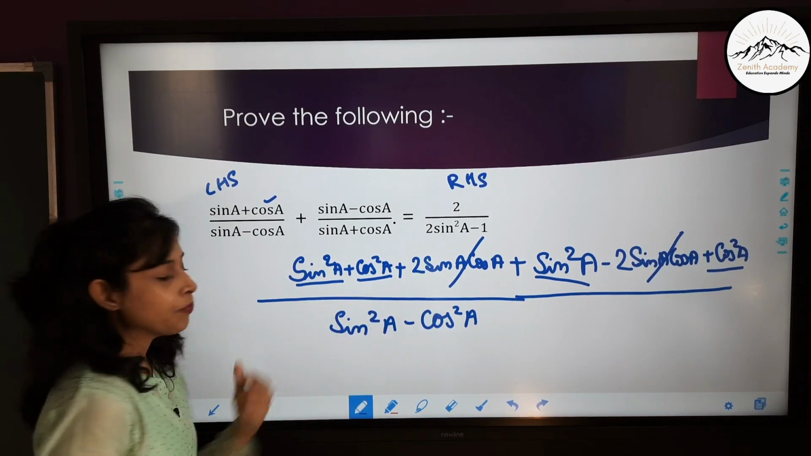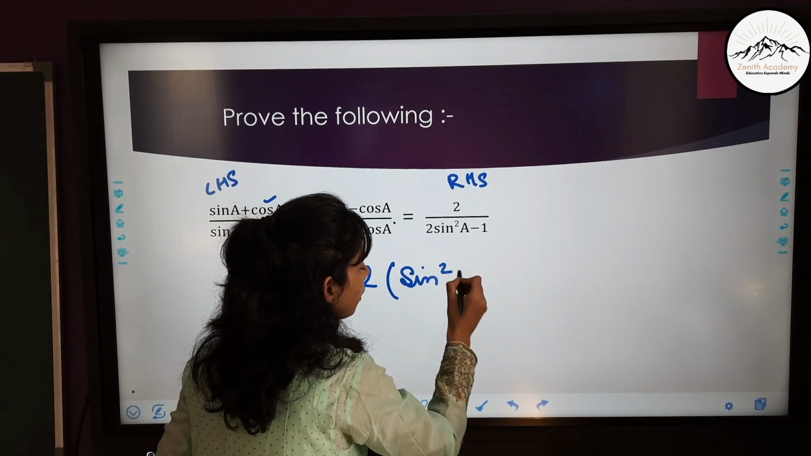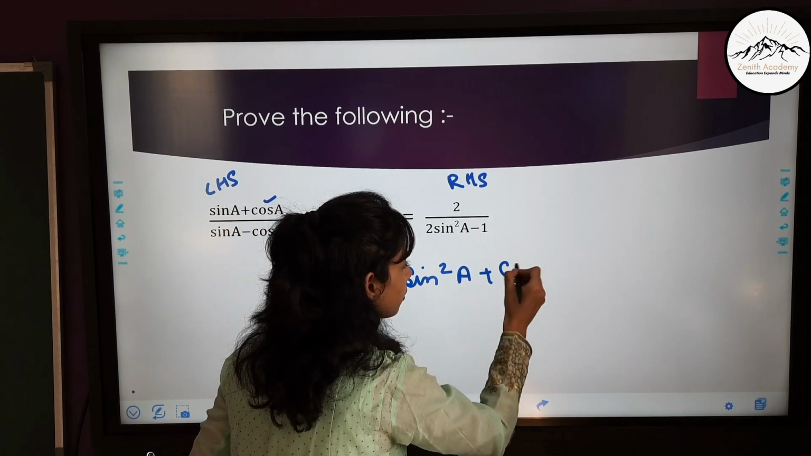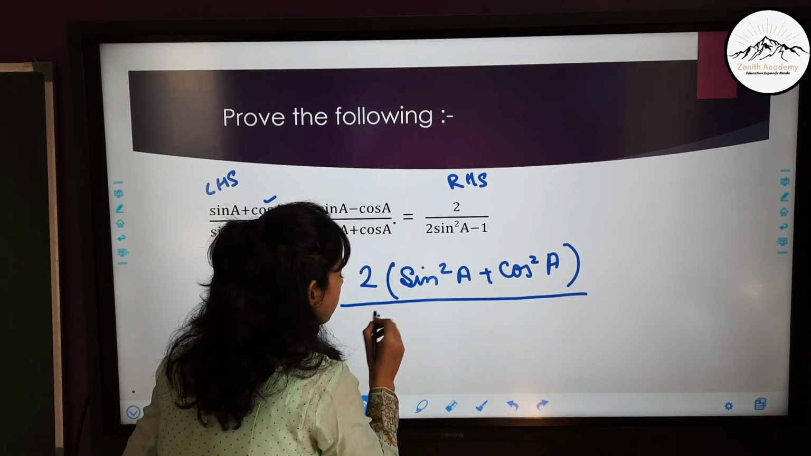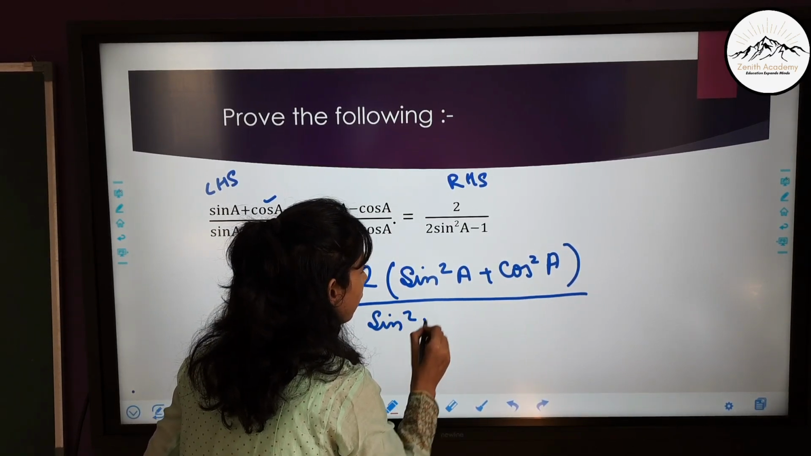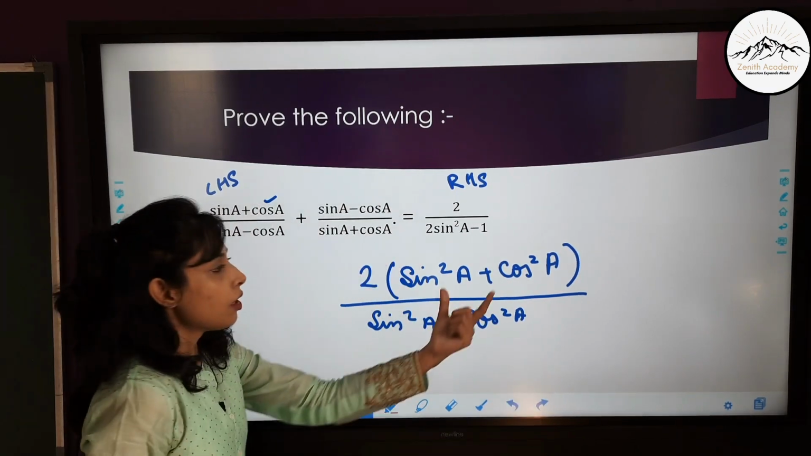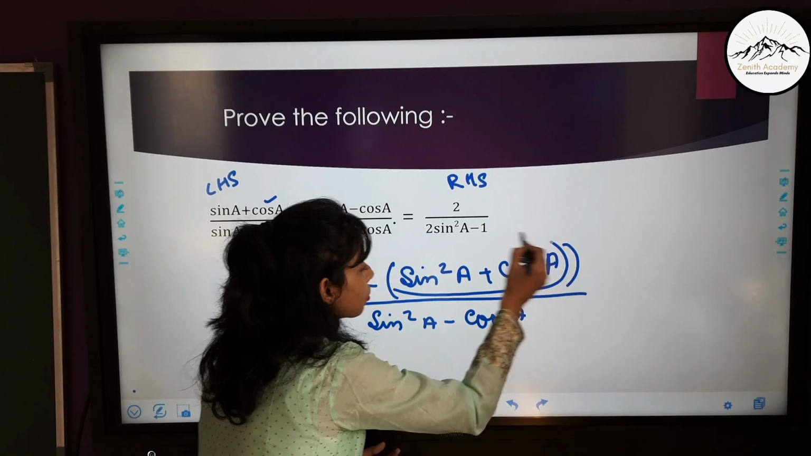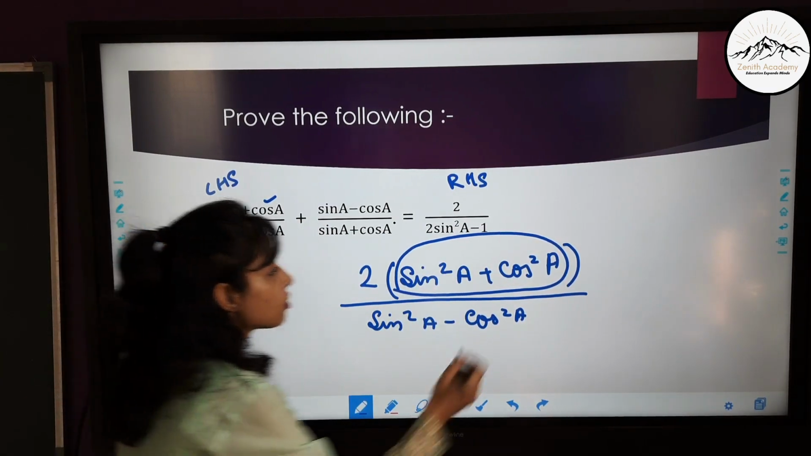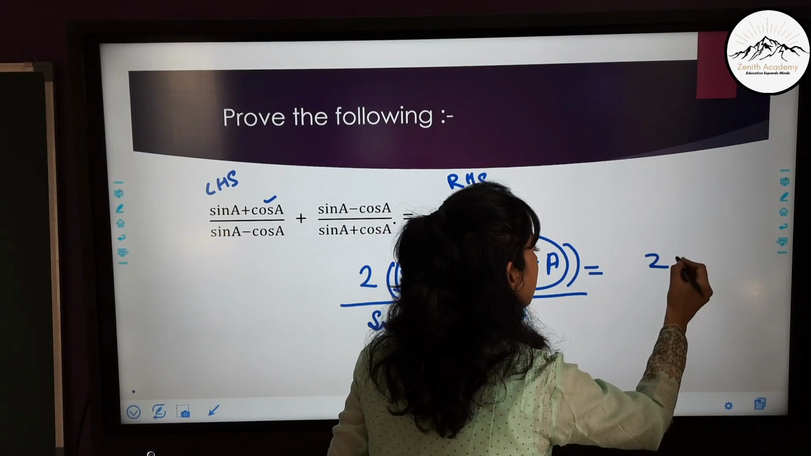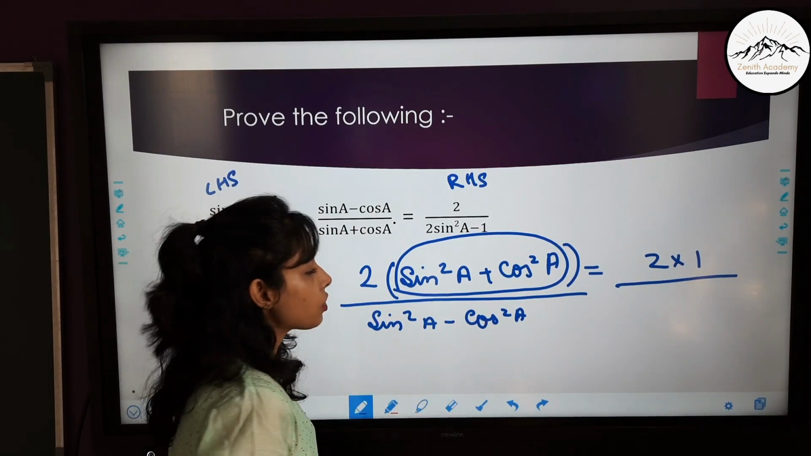So 2 times, taking 2 common, sin square A plus cos square A upon sin square A minus cos square A. Now what is sin square A plus cos square A? We read it was equal to 1. So this is 2 into 1 upon sin square A minus cos square A.